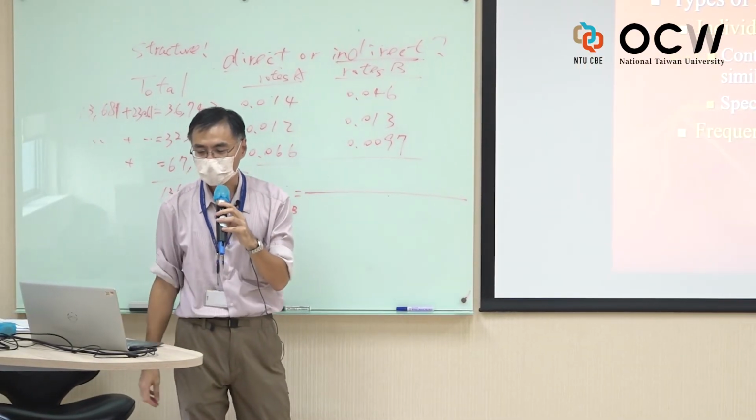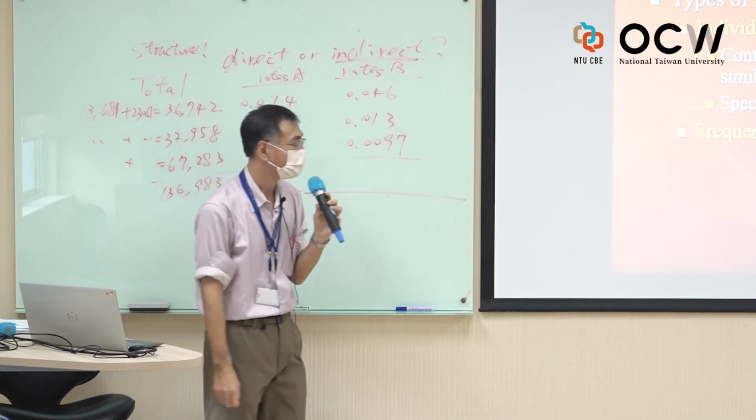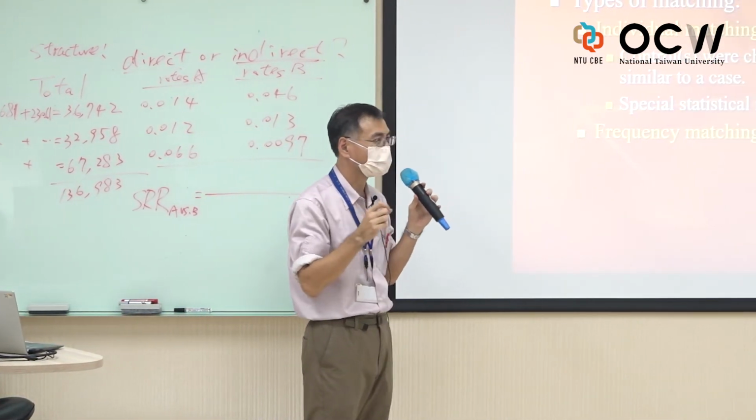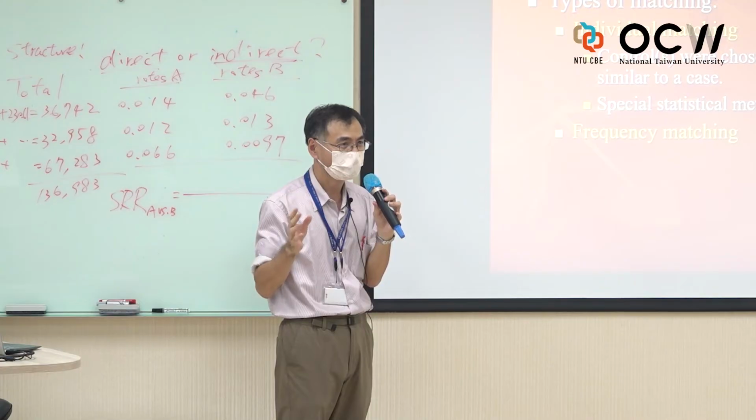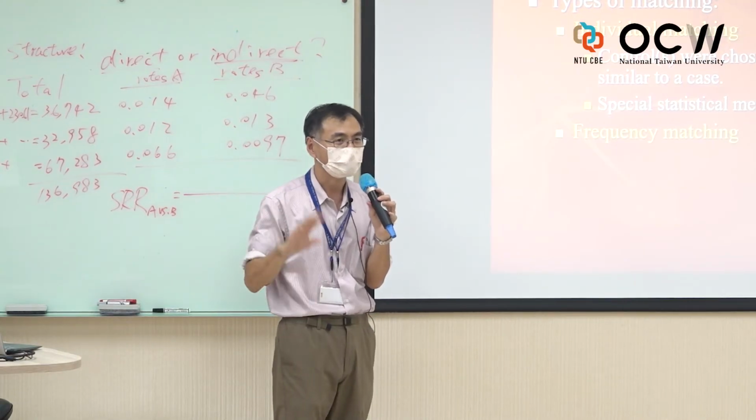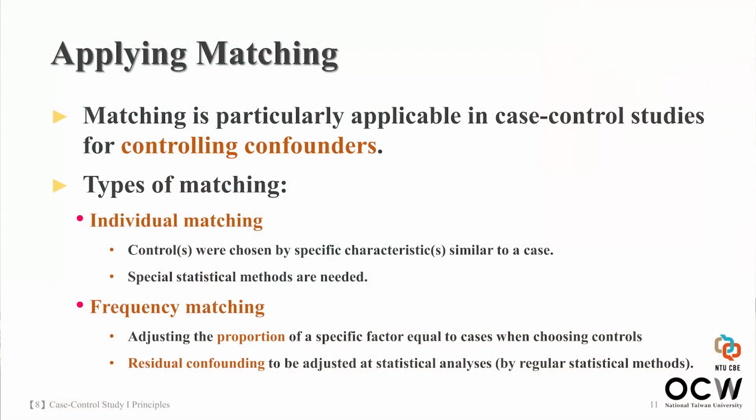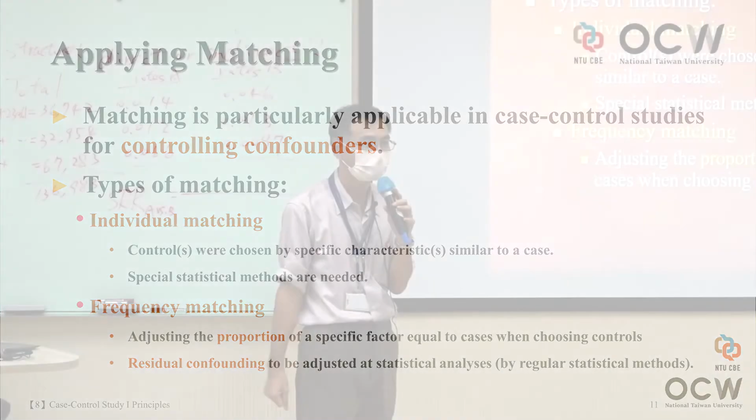And the other choice is to perform frequency matching. So we don't do the matching one by one. We just make sure that the proportion of gender and age, or the composition or structure of age, are similar to each other. That's so-called frequency matching. So we just adjust the proportion of a specific factor equal to cases when choosing controls.